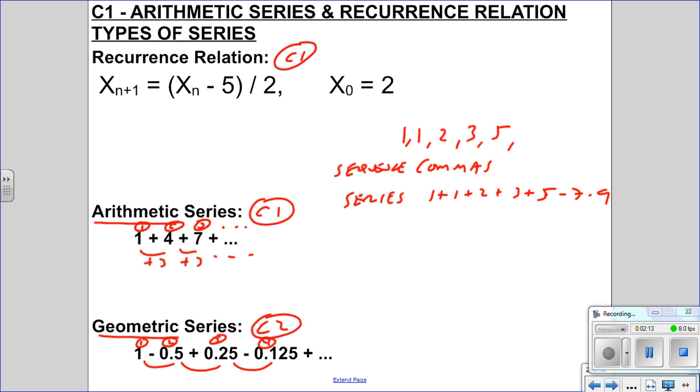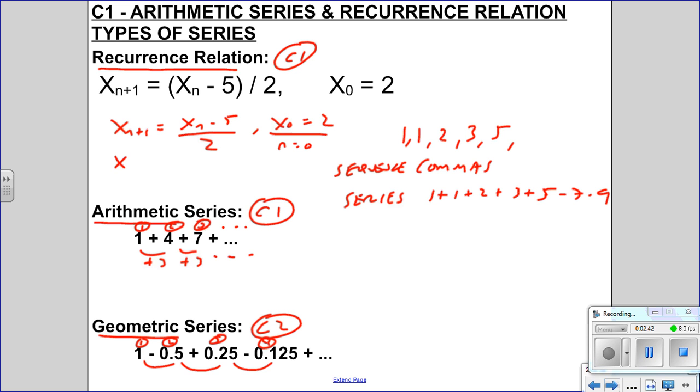So we're going to start off with the recurrence relation. And essentially what the recurrence relation is, it is just a way of coming up with like the way of getting the next term is by using the old term. Okay, so essentially you've got a starting term, x0 is 2. So here you can see that n is 0.